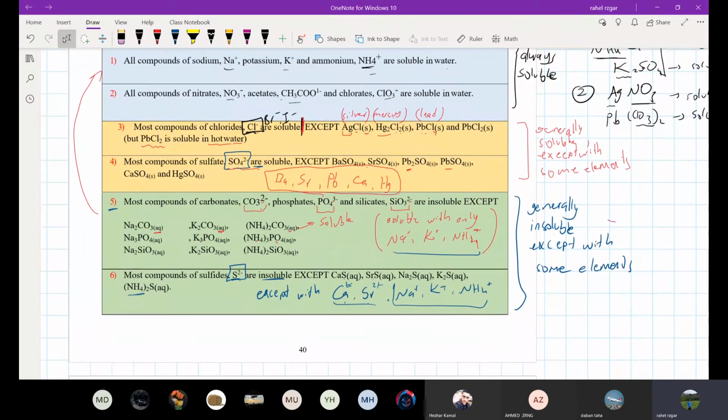The ones from rule number 1, because rule number 1 elements, they don't care about anything. They are always soluble. That's why when they come with CO3 or PO4 and SiO3, they are also soluble there. Rule number 6, we have sulfides, which are insoluble, and they are soluble with the elements of group 1. This is from group 1 or rule 1, plus another 2, which are calcium and strontium. Any questions?